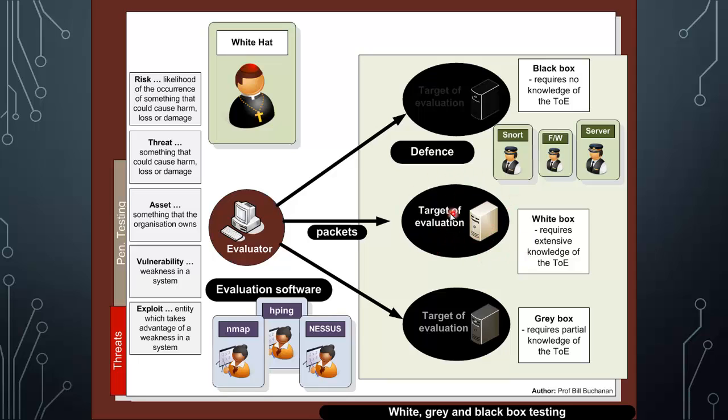So a white box test normally involves testing a system where the tester actually knows everything about the target evaluation. Grey box involves only partial knowledge, so there is much more discovery of the whole of the infrastructure that's been tested, such as for the services and so on. A black box test involves having no knowledge at all of the system, so there is much more looking around and finding out about what's going on. So some of the things that might be tested are Snort itself, firewall rules, servers, even users, and so on.